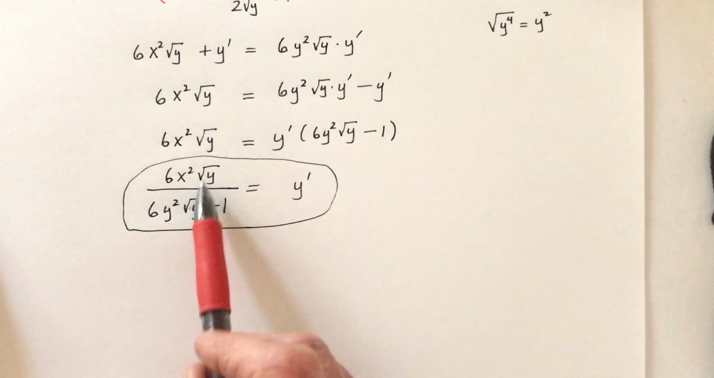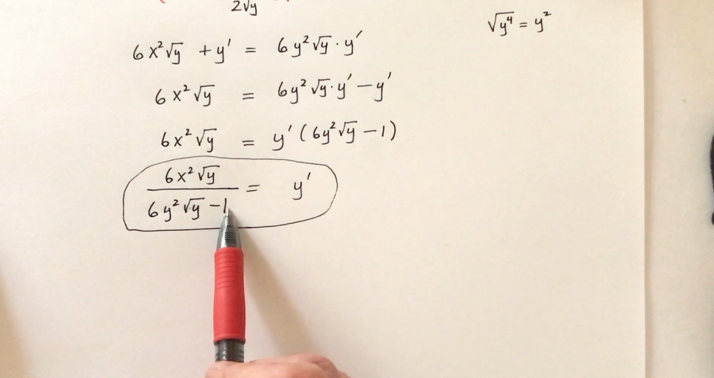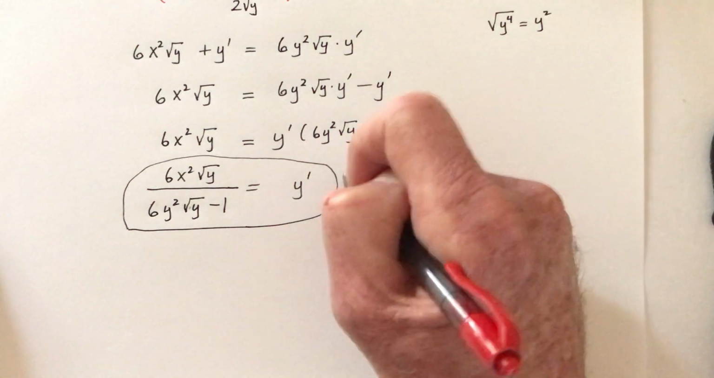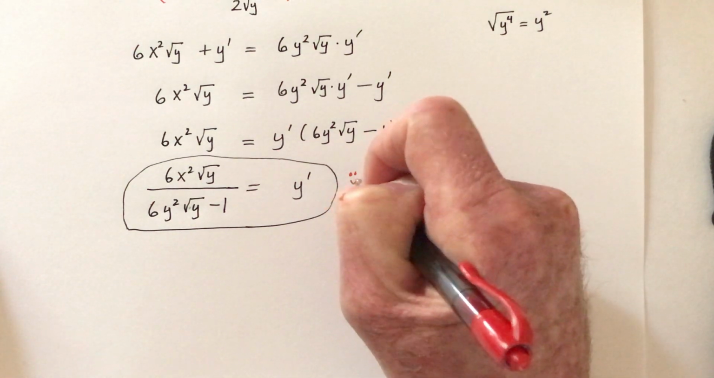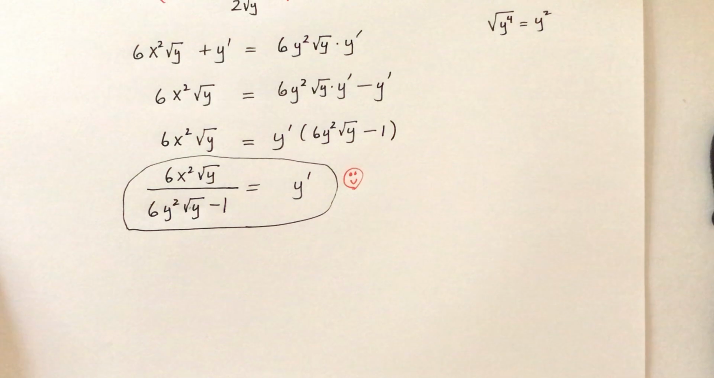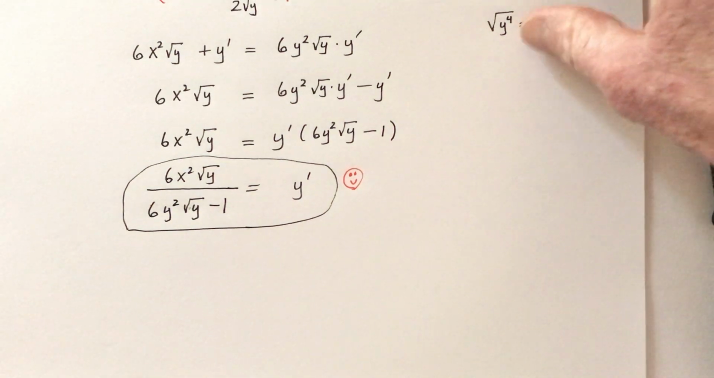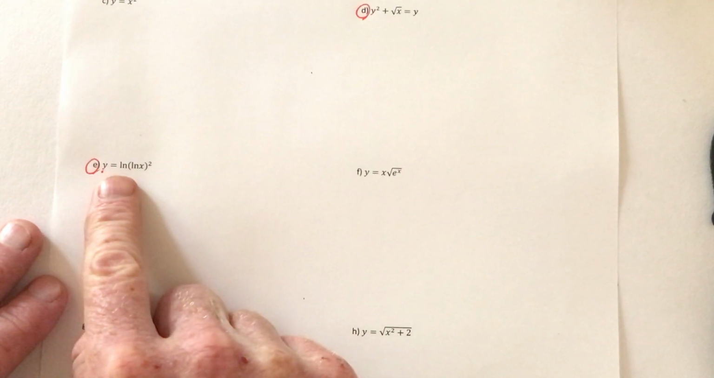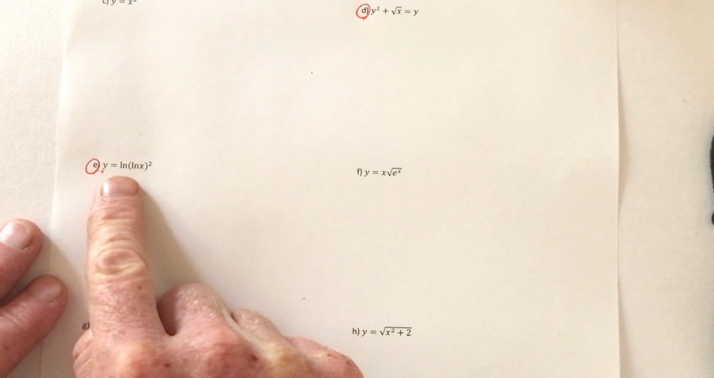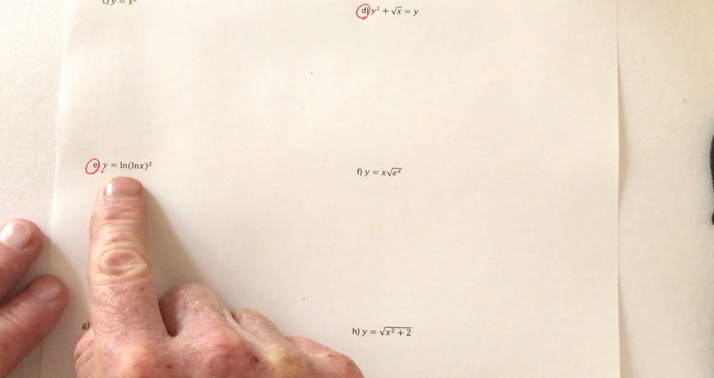The same is true with the square root of y. This doesn't have a square root of y, so you can't cancel. So this one is actually done and deserves a happy face. Now on to something like this. So this has 3 functions.